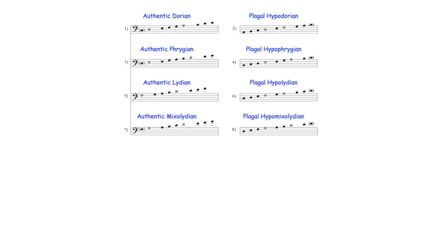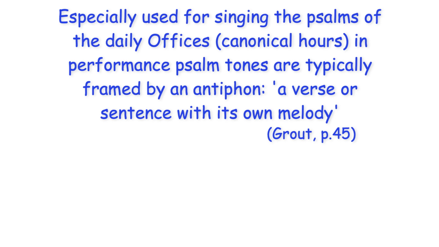Another important note is a mode's reciting tone or tenor, which is different for authentic and plagal forms. As its name suggests, this note is used for reciting text and is a significant part of the structure of psalm tones. Especially used for singing the psalms of the daily offices, in performance, psalm tones are typically framed by an antiphon, a verse or sentence with its own melody.